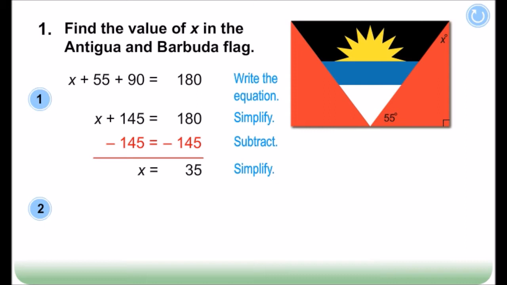We can combine our like terms. Since 55 plus 90 equals 145, we can simplify the equation. To solve for x, we would subtract 145 from both sides of the equation, and we're left with the fact that x equals 35. The value of x equals 35.